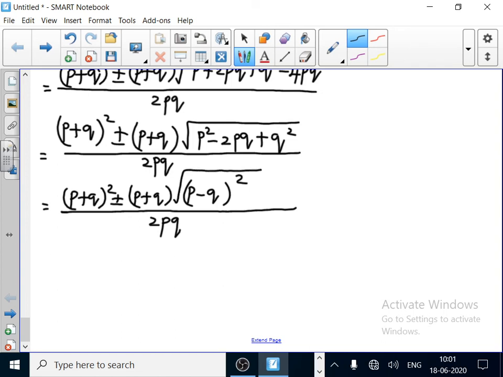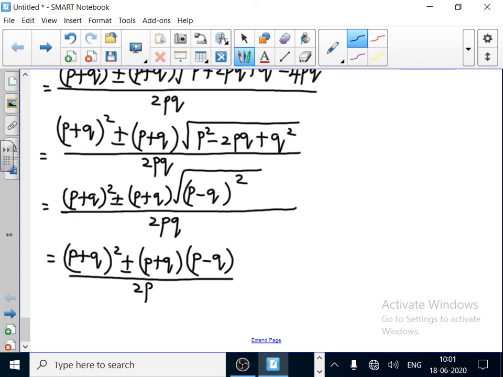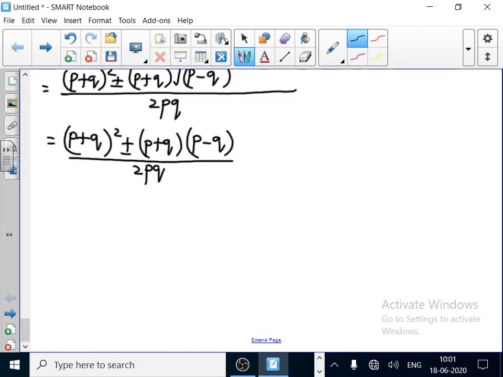Now remove that square root. Take the term from the square root. P plus q whole square plus or minus p plus q. Taking p minus q whole square from outside, we are having p minus q, whole divided by 2pq. That is equal to. Now take p plus q outside from the numerator. P plus q taking outside, the remaining term will be p plus q plus or minus p minus q.